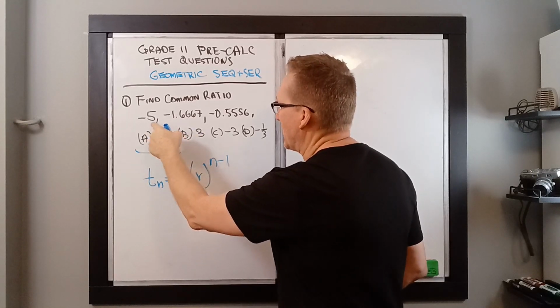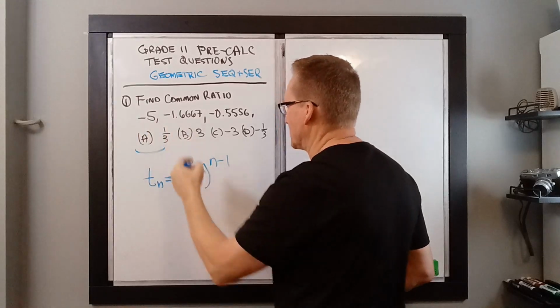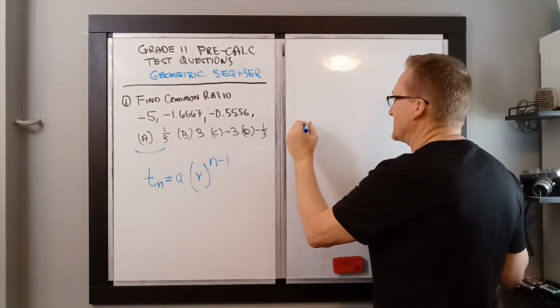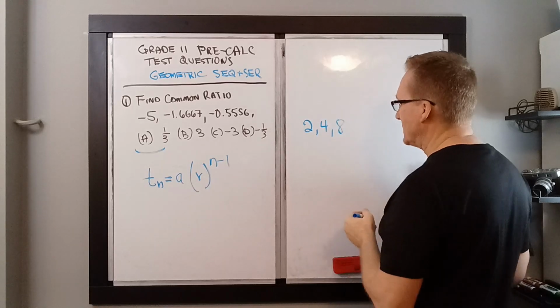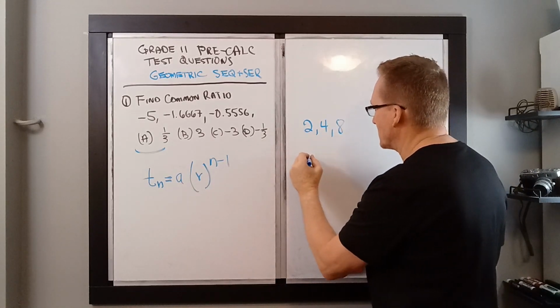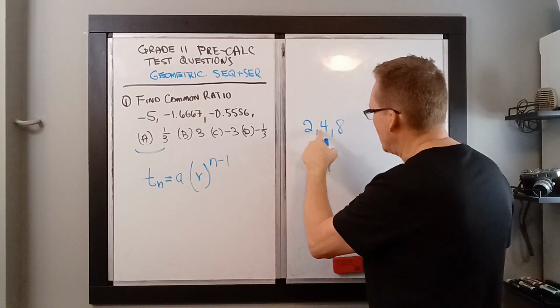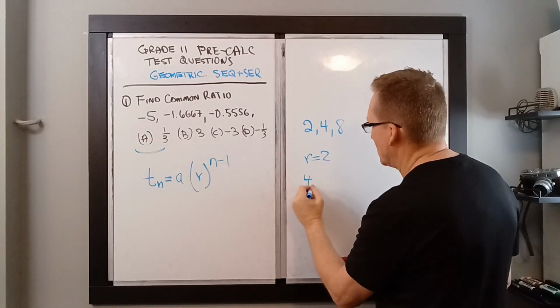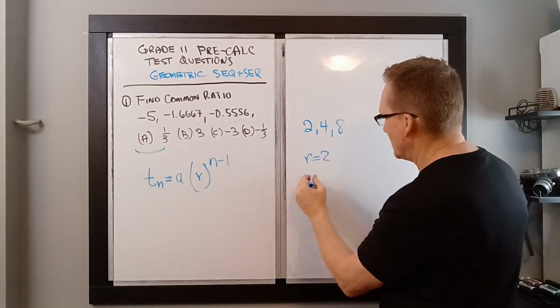So let's see what happens here. What is it that we would multiply by this to get this? An easy way to illustrate this is, what if your numbers were 2, 4, 8? What would the common ratio be? You take the first number times 2, so the common ratio here would be 2. How do you find that? Take the second number and divide by the first, 4 over 2. Or take the third number and divide by the second. You're getting the same thing.